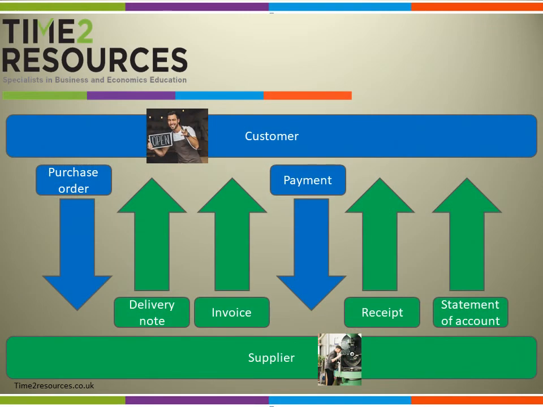So, what was our flow of financial documents? It all started when the customer wanted to place an order. They sent a purchase order to the supplier asking them to provide goods or services. The supplier then fulfilled this request and sent a delivery note to the customer. The customer would then also receive an invoice. This was the supplier asking for payment.